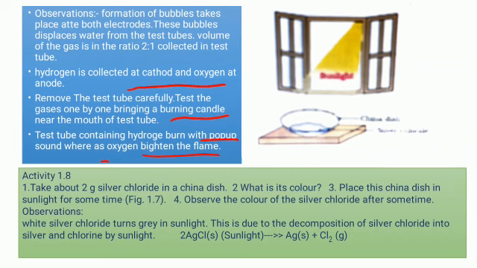In activity 1.8, this is photolytic decomposition. Why is it called photolytic decomposition? Because silver chloride in the presence of sunlight gives Ag plus Cl2, breaking down into silver and chlorine. Therefore, it is known as photolytic decomposition. Here in the activity, what is its color? It is white and becomes gray in sunlight.